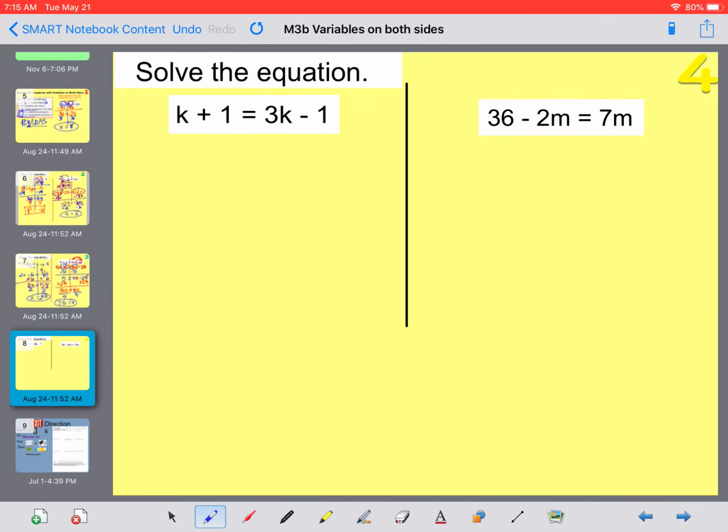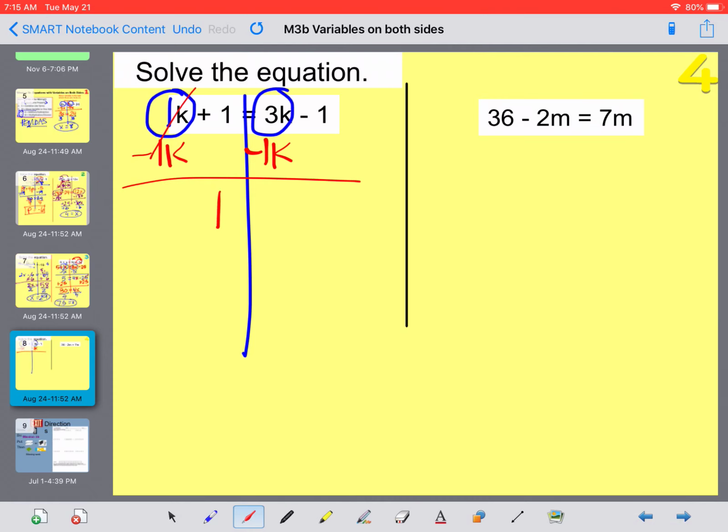Alright, we've got 2 questions left. I'm going to do one and I'm going to have you try the other on your own. So first, we have k's on both sides. We don't need to distribute, we can't combine any like terms, we need to get all the letters on the same side. I'm going to move the 1k, it's smaller, subtract 1k. Those eliminate. 3k minus 1k is 2k, and then we have the minus 1.